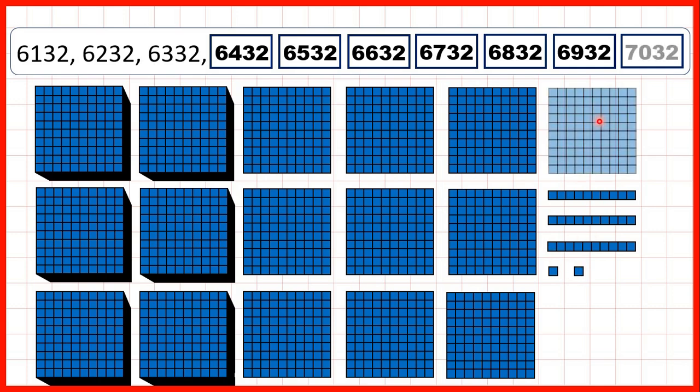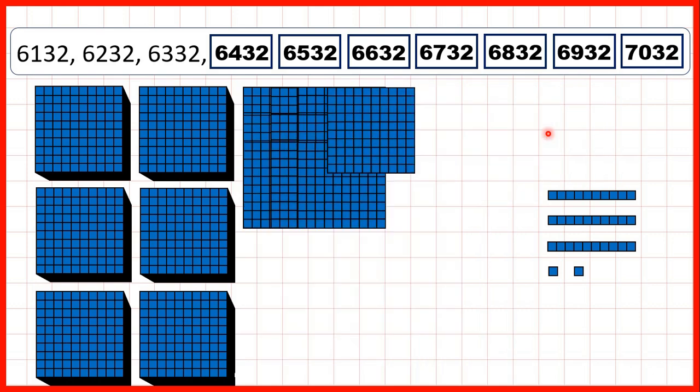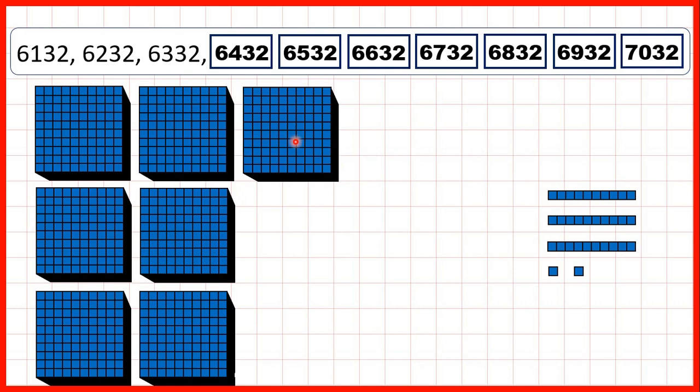But then, if we add another 100, we get 7,032. That's because we've now got 10 hundreds. But when we get 10 hundreds, we can exchange those for 1 extra 1,000. And when we do that, you can see that we now have 7 thousands, 0 hundreds, and of course we still have our 3 tens and 2 ones.